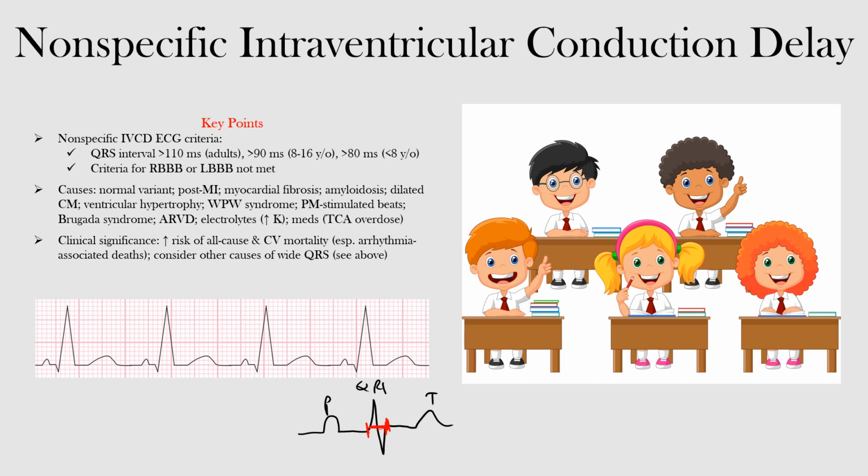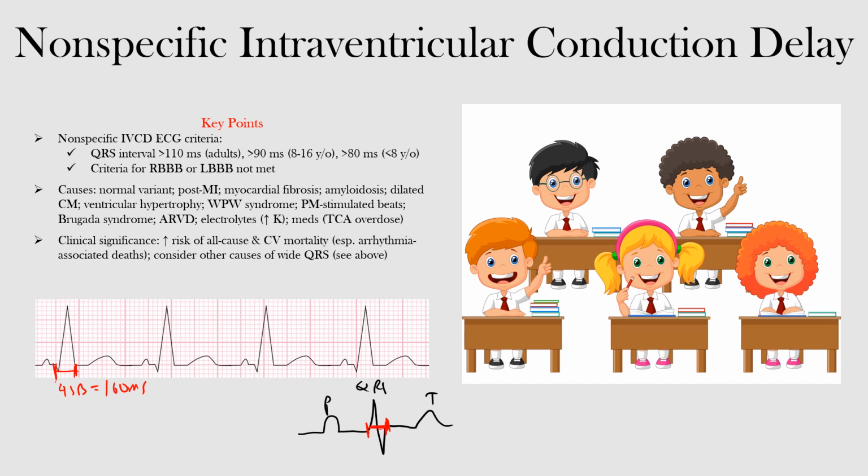So if we look here at our complex, notice that here's the beginning of our QRS complex, there's the end of it, and in this case, it's 4 small boxes. And 4 small boxes is 4 times 40 milliseconds, or 160 milliseconds. So you can clearly see that's widened. Everything else seems normal. Our P waves are the same morphology, our PR interval is normal, and we have a normal rate. Other than that, it's just our QRS complex that is wide.